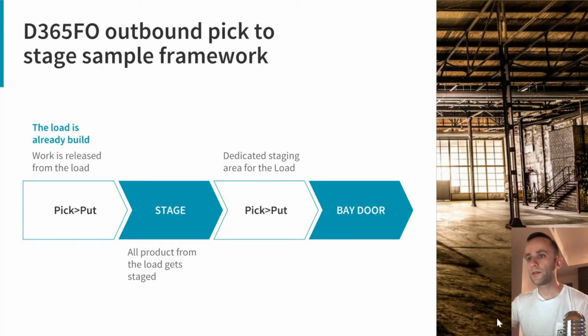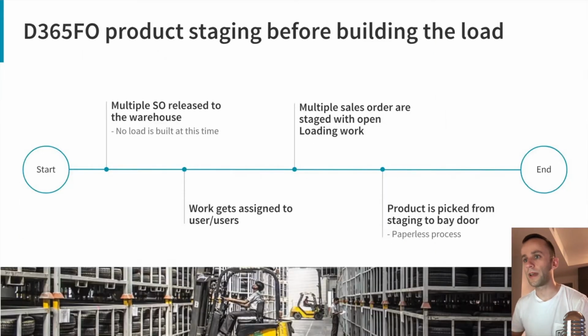I'm going to switch to a different diagram and talk about the scenario that I'm going to try to show you. This diagram explains the solution that I came up with, and this is the product staging before building the load. So you want to stage the product before you build the load. And many of you will say that this would be your simple replenishment scenario, right? So instead of building the load, you have your replenishment area.